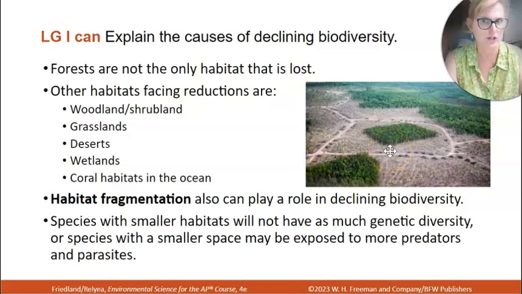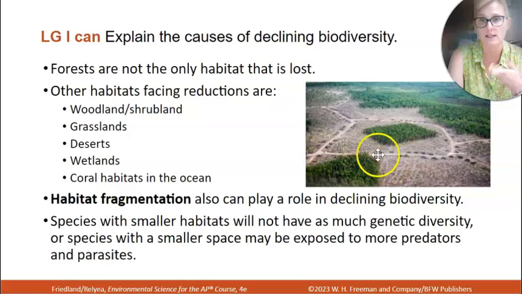Like, why doesn't the chicken cross the road? Well, some species won't cross this area. Others will, some will not.